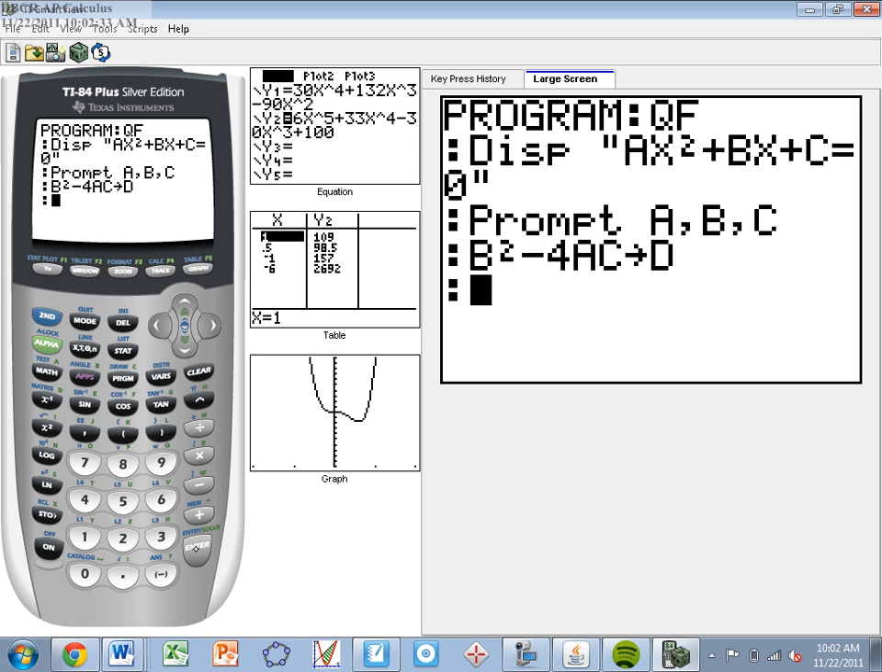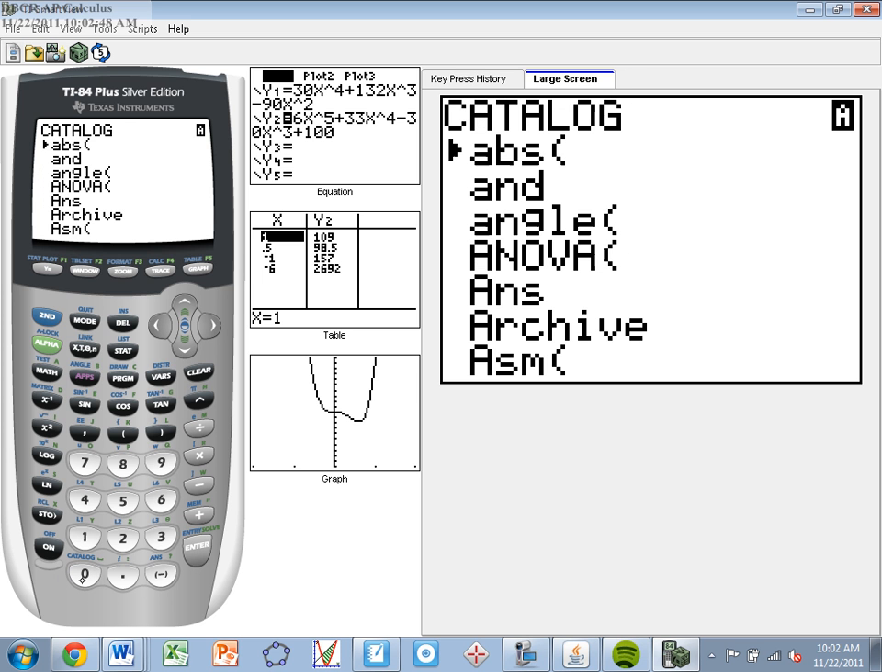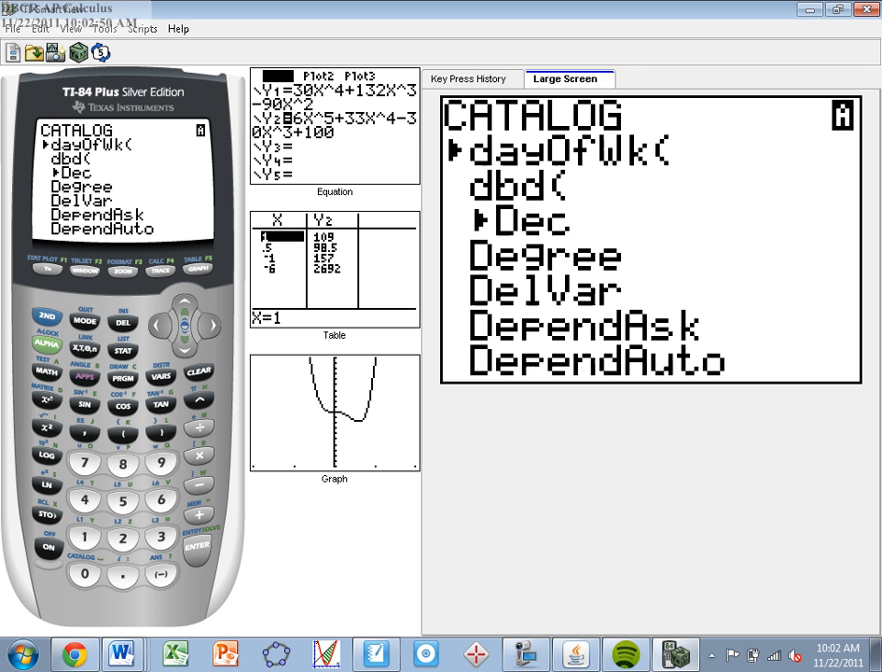I'm glad. Now, the next line. Remember, the next line of code just showed me the 2 roots, right? It gave me the 2 answers. So again, I want to display the answers. So I go back. I go second, catalog. Press the D to go down to display. Press the down arrow until I get to display.